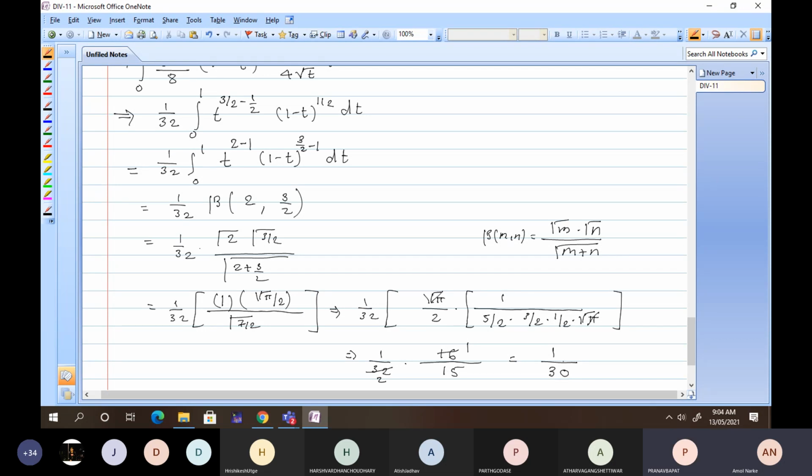Sir, it should be 8, 4 upon 15. What happened? You multiplied all the 2s. This root pi upon 2, that 2 should be in the denominator only. It's coming in the numerator. Correct, correct, correct. Yes, yes, yes. So here 8.